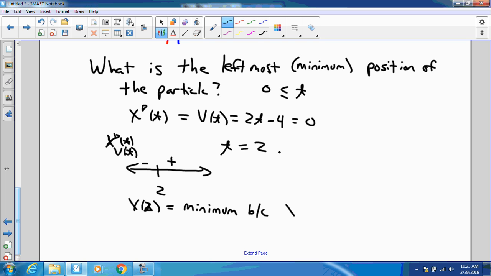because x prime is negative for t's less than 2 and positive for t's greater than 2. And we've seen this language before. This is exactly the language that we need to justify a minimum value.